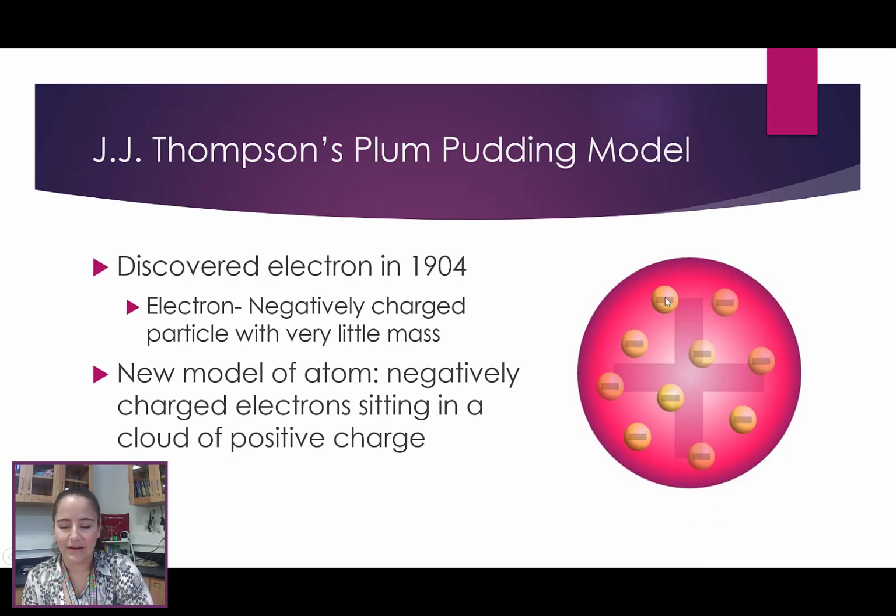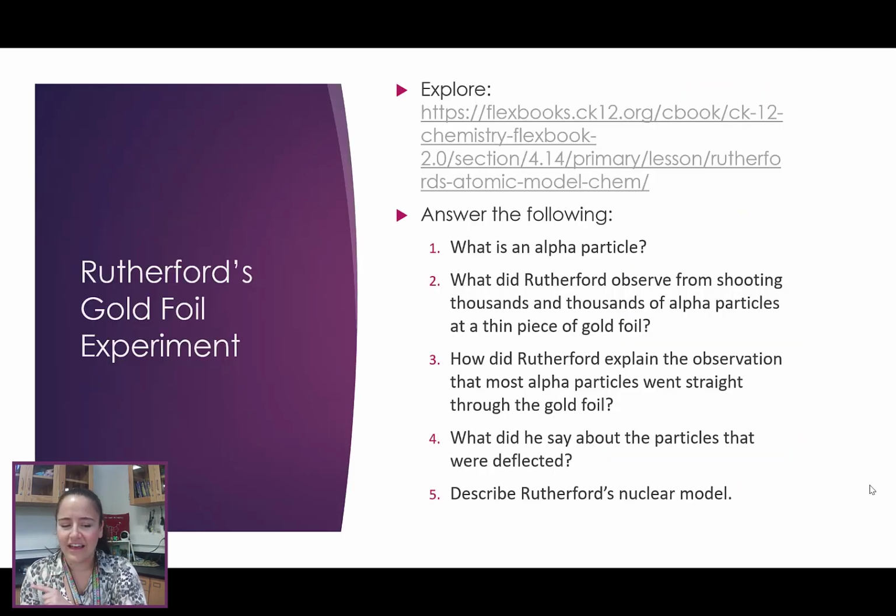So our new model of the atom consisted of negatively charged electrons sitting in a cloud of positive charge. This is sometimes referred to as the plum pudding model of the atom or the chocolate chip cookie model. Also, why does it make sense that we discovered electrons first? Well, they're on the outside of atoms. So if they're on the outside, it makes sense that we discovered them first before we delved into the inner workings of the atom. And how did we do that? That came from someone called Rutherford and his gold foil experiment.